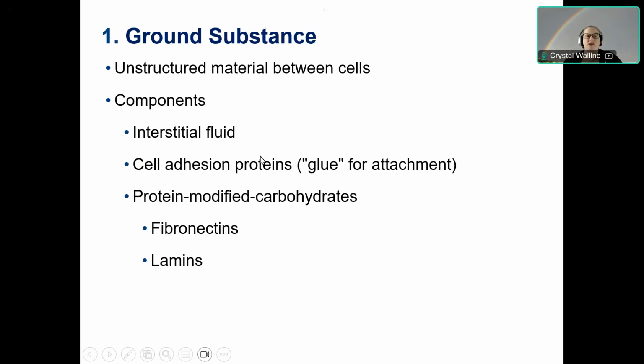So this ground substance is made out of a lot of fluid. Inter means between. So interstitial fluid is like the fluid between cells. There's a lot of adhesion proteins, which help bind the ground substance and the cells together. And then there's a lot of protein modified carbohydrates. So you've got carbohydrates with like little proteins sticking off of them. Examples of these are the fibronectins and the laminins. Lamins, sorry about that.